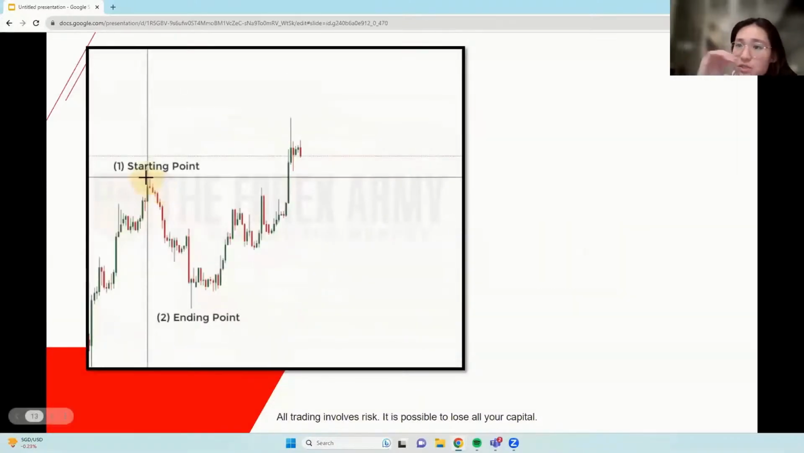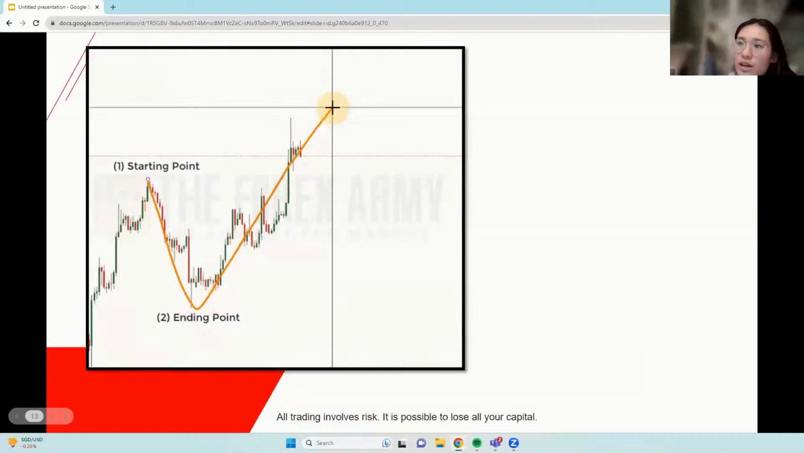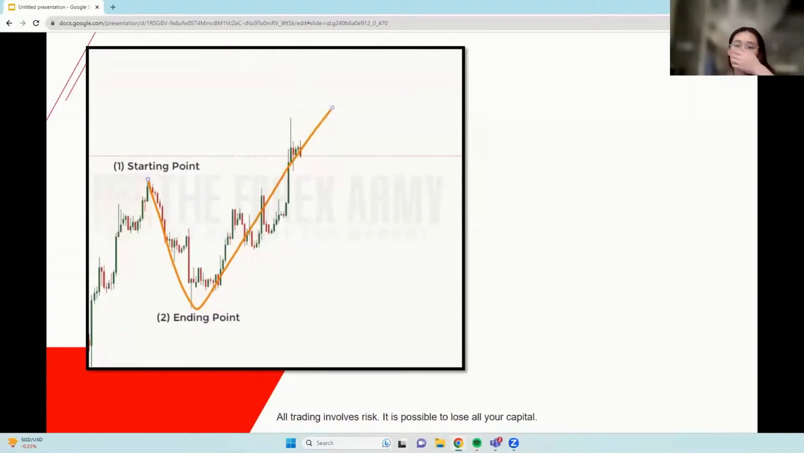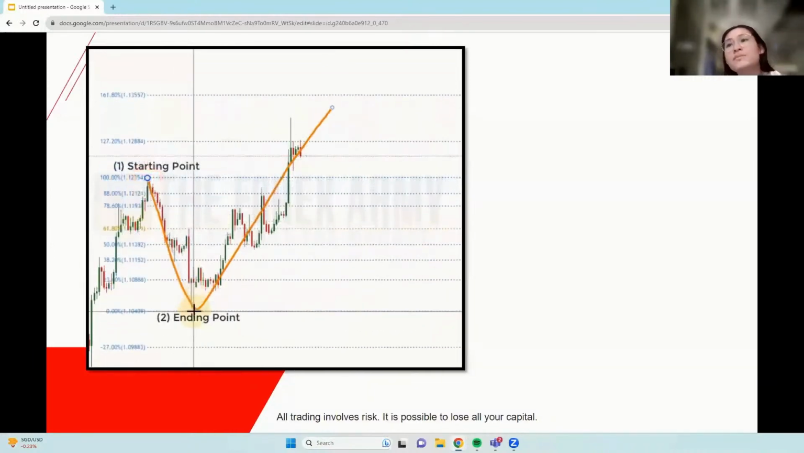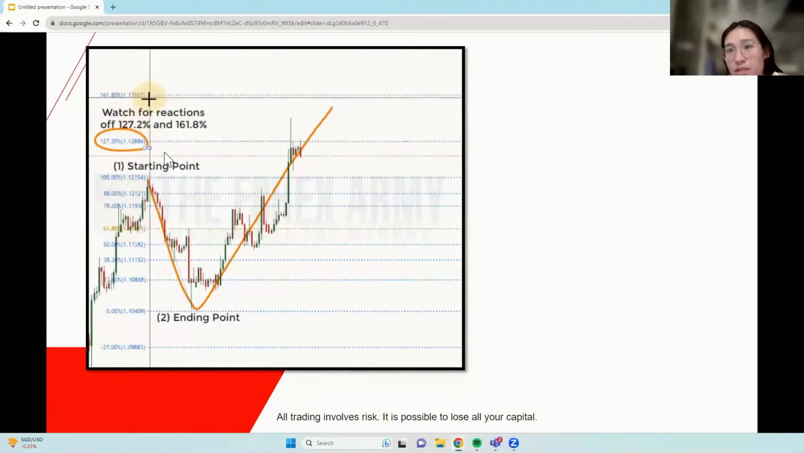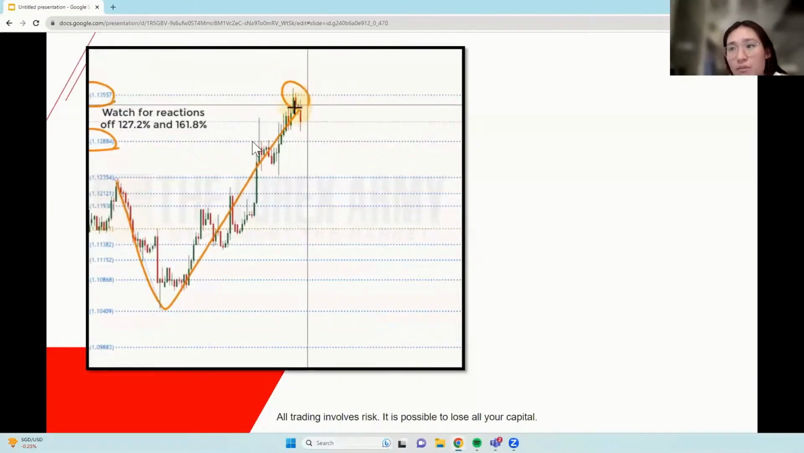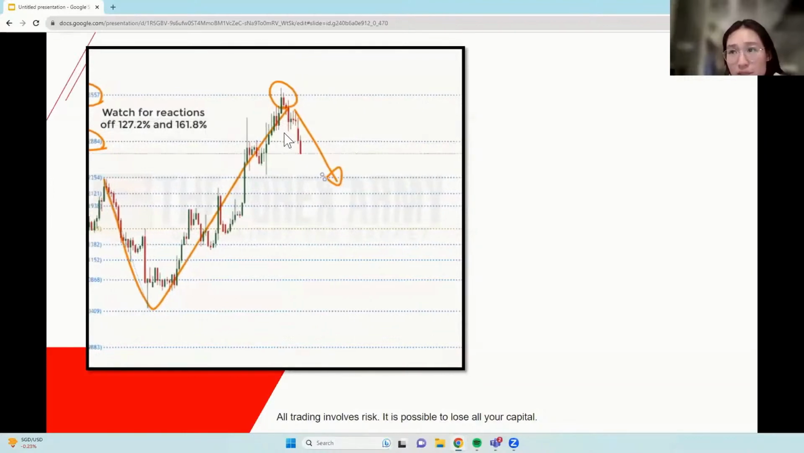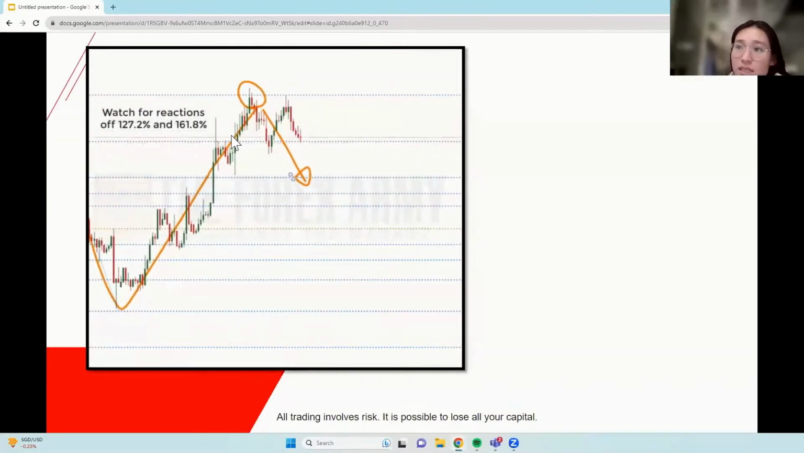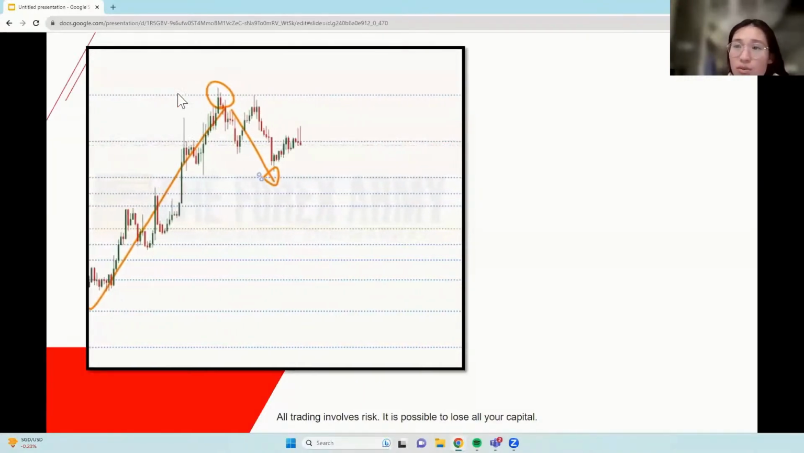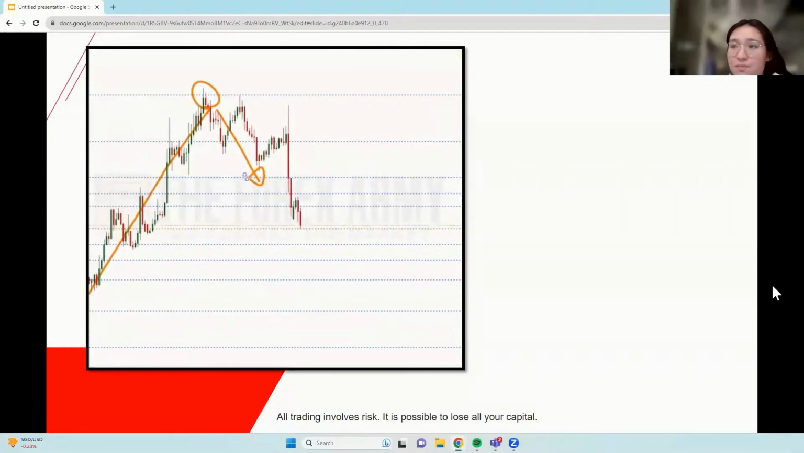Okay, here is a GIF to show you what I mean. We can see here price is currently at the 127.2% level. If you watch closely, price did test this level a bit before breaking out of it. And then once it breaks out of it, we can expect a really nice bounce off of the 161.8 level.